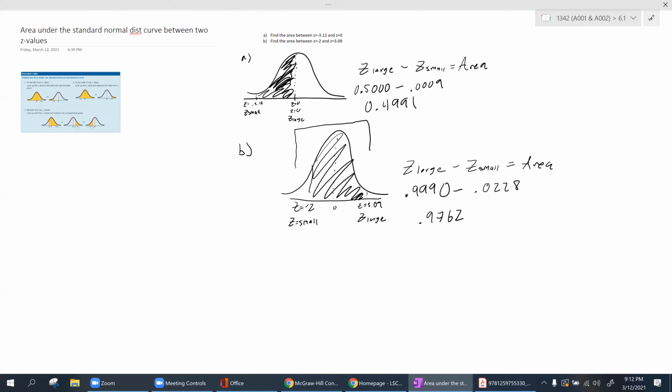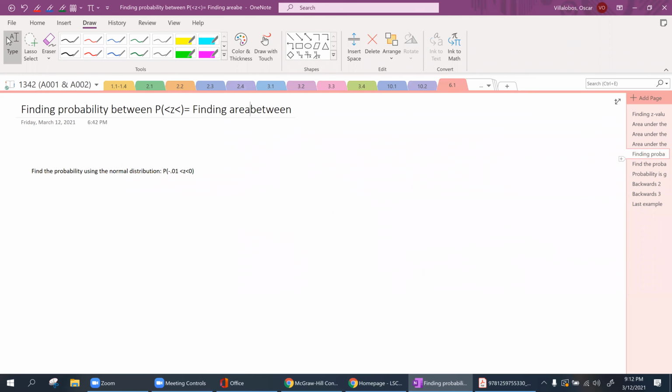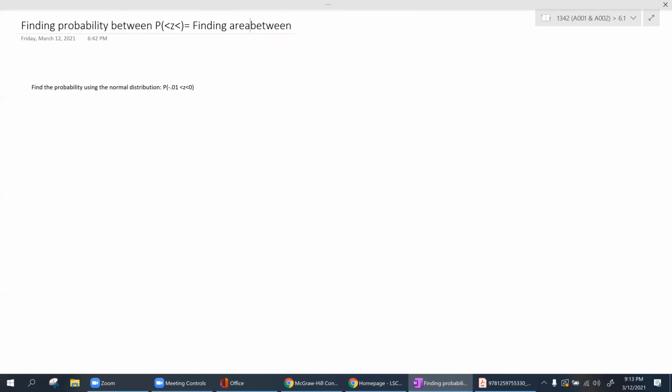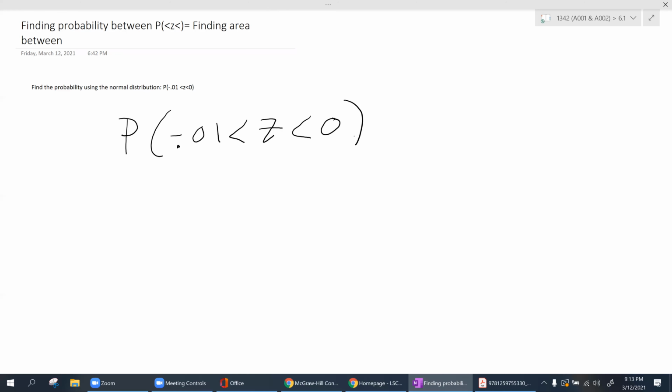All right, let's move on to finding probabilities. Let's say you're asked to find the probability between two z values. Well, that's the same thing we've been doing. That's just finding the area between two values. So if you're asked to find the probability using the normal distribution with z between negative 0.01 and 0, you're looking for the area bounded between negative 0.01 and 0.